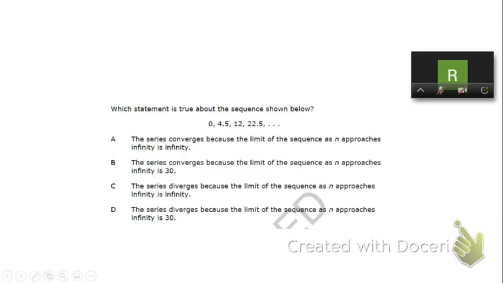All right, which statement is true about the sequence below? All right, so the sequence below, it gets 4.5, it's going to 12, then it's going to 22.5. It's getting bigger and bigger and bigger. So if it's getting bigger and bigger, it's not going to converge. Converge means it's going to a certain number. So if it keeps going up, where's it going to? So is it divergent because it's going to infinity, or is it going to 30?